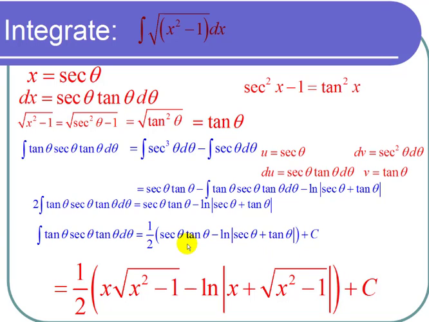And what I get after substituting, notice that the secant theta is x, and the tangent theta was our square root of x squared minus 1. So I divide by 2, and I substitute in, and I finally get 1/2 times secant theta was x, times tangent theta was square root of x squared minus 1, minus the natural log of the secant of theta, which was x in absolute values, and then plus the tangent of theta, which was x squared minus 1 under the square root, and then finally plus a constant, and I'm done with the problem.